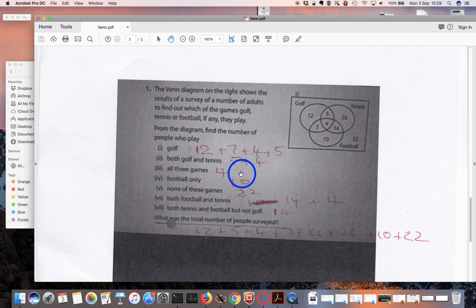And then again, we're asked the question, people who play both football and tennis. Okay, so that's the intersection of the football and tennis circles. So you have 14 people who just play football and tennis and no other sport, and then you have 4 people who play tennis, football, and golf. So the answer is 14 plus 4.